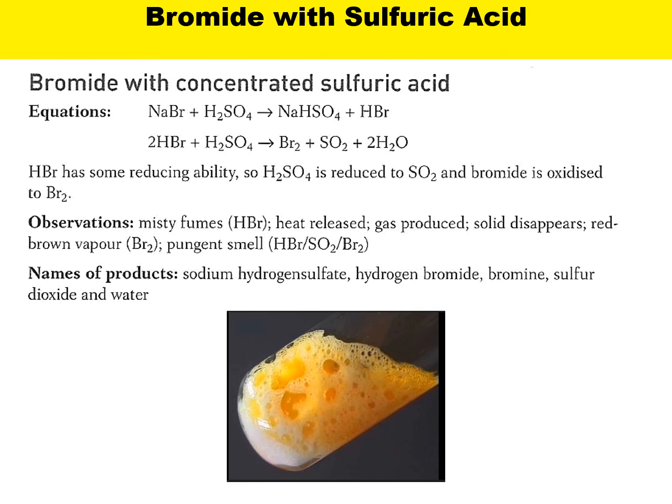The bromide ion is a better reducing agent, but the sulfur in sulfuric acid is only reduced from +6 to +4 in sulfur dioxide. Again, you're going to need to learn these equations and the observations for this reaction.